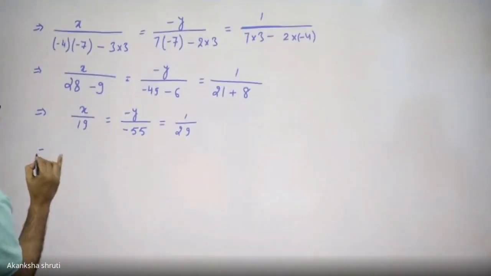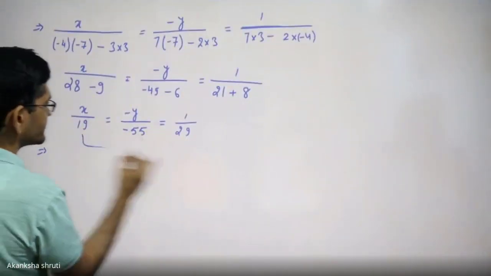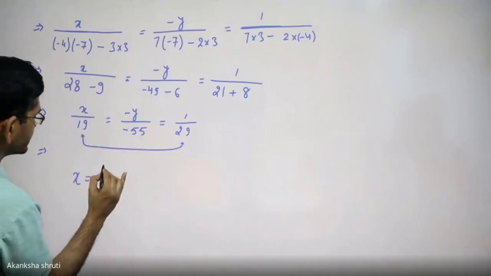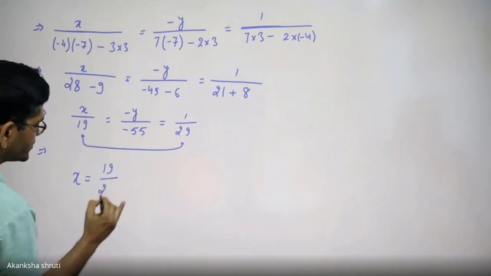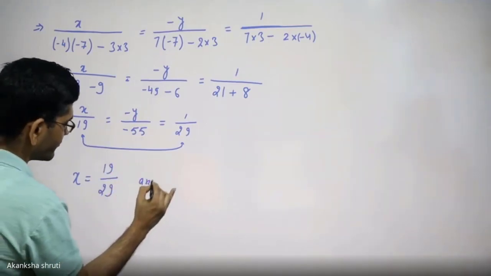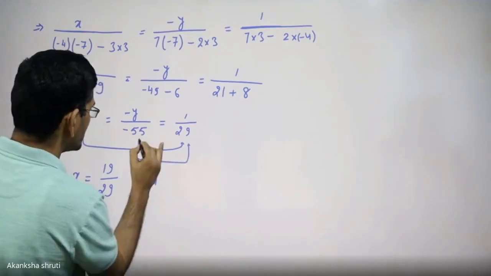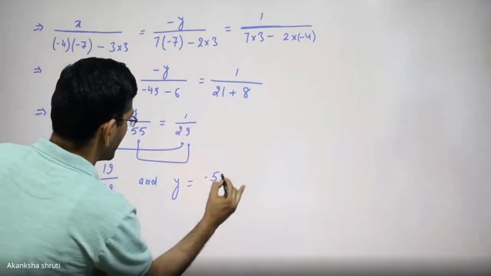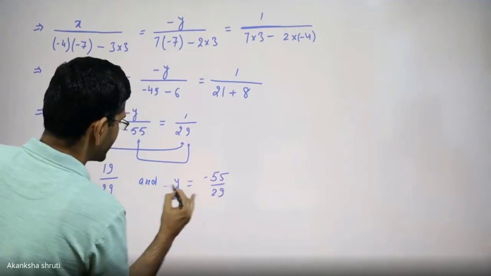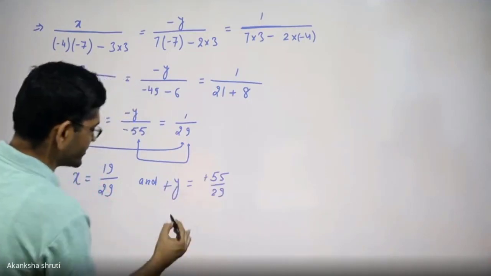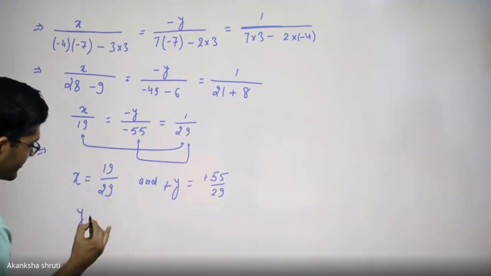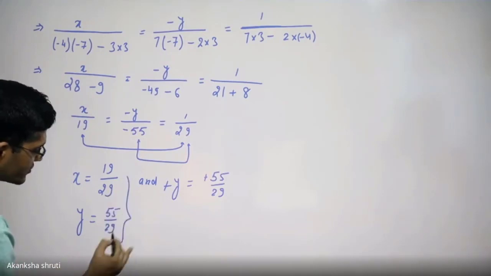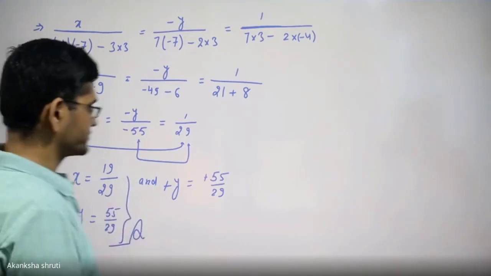From here we have to equate this x with this last one. So directly x can be written. It is 19 by 29. And for y, I need to equate these two. So y is minus of 55 by 29. This was minus y, so the minus can be cancelled. So the y value obtained is 55 by 29. Okay, students, so these are the answers. It is that simple.